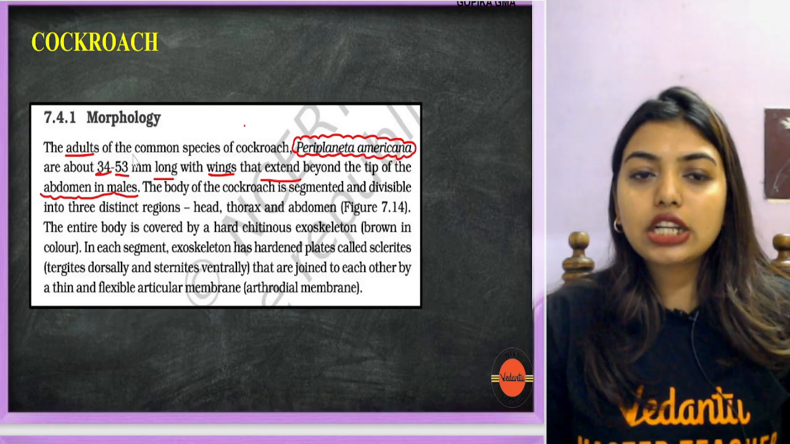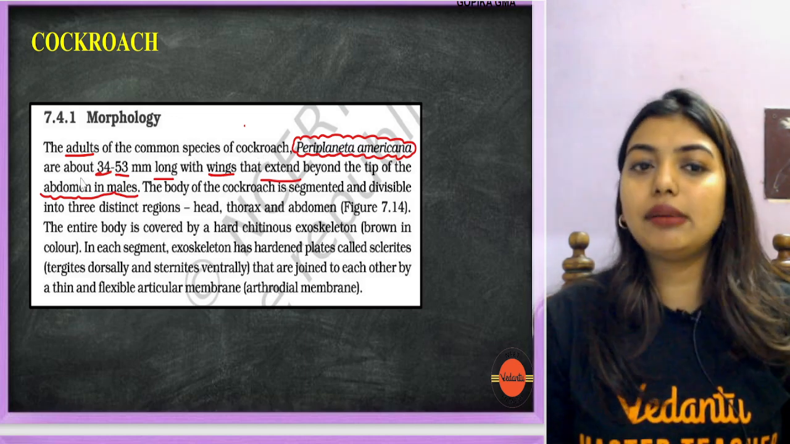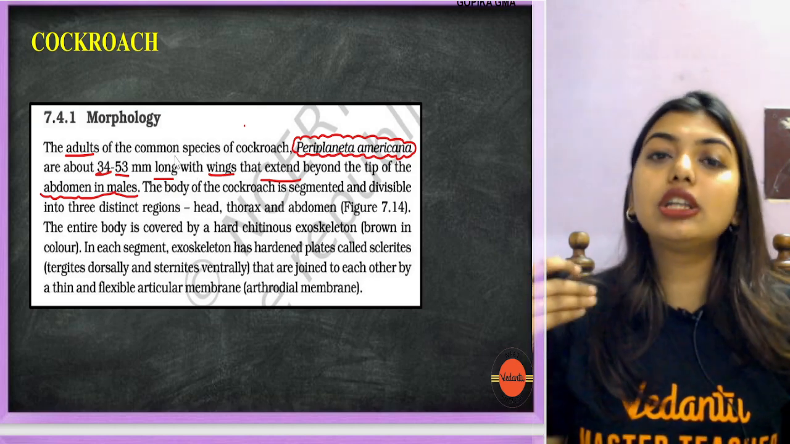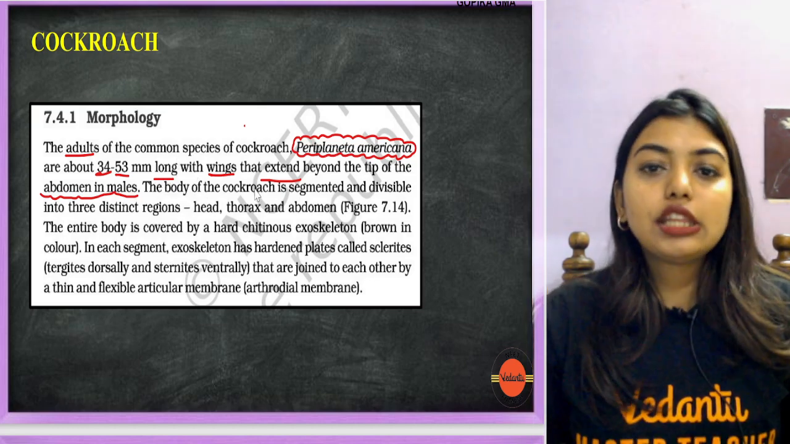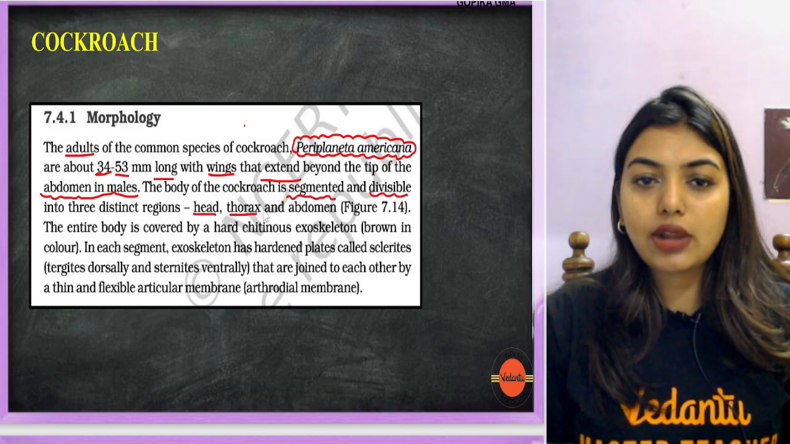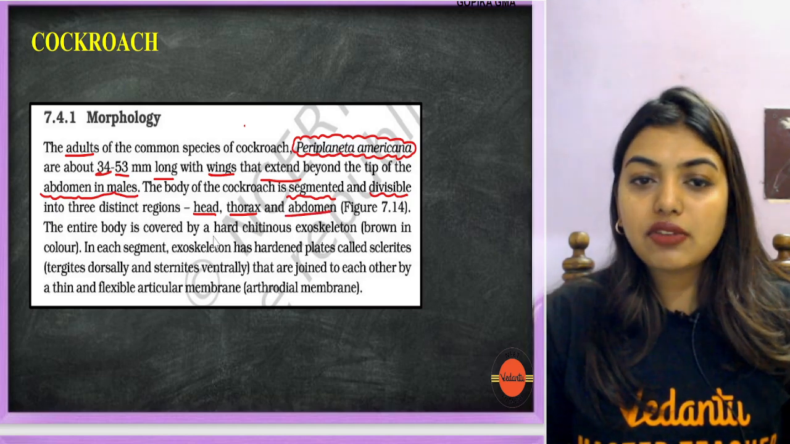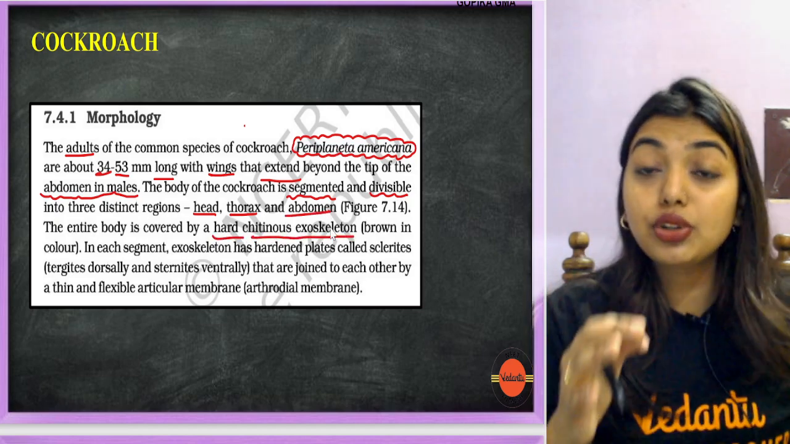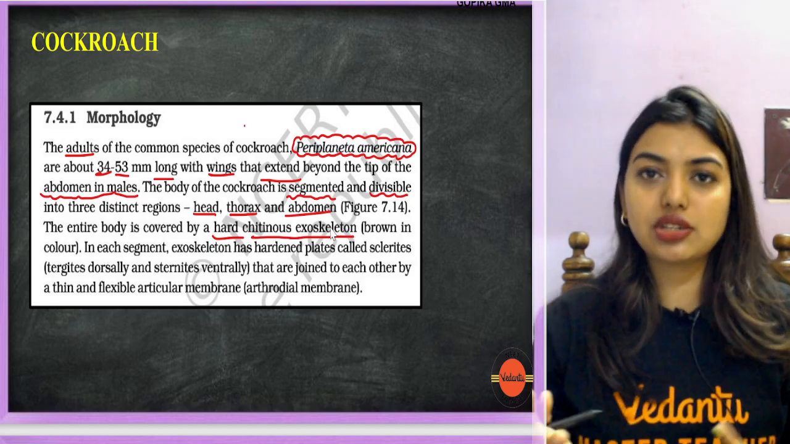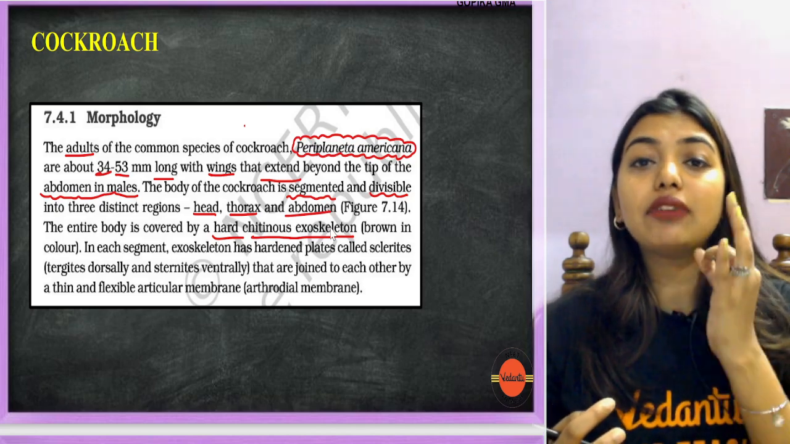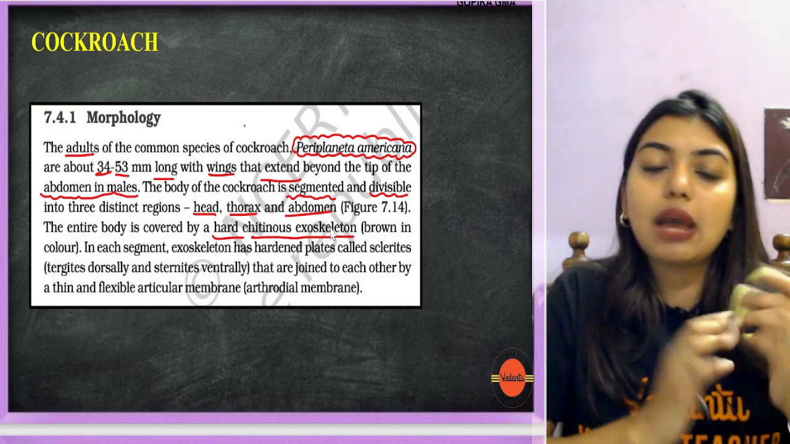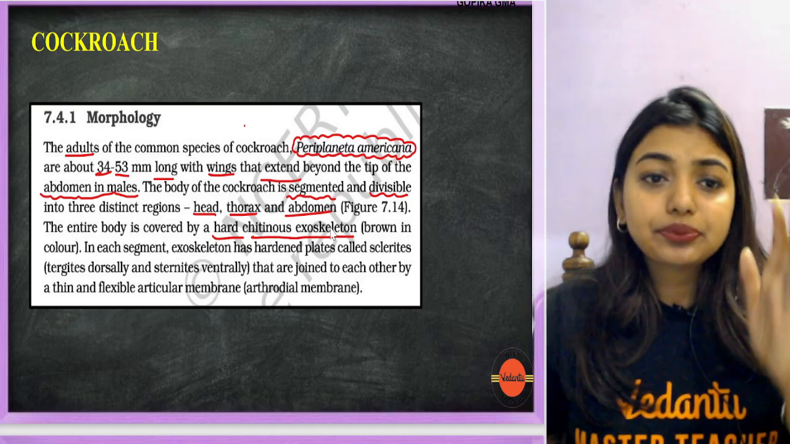So here, look here, the adults of the common species of cockroach called Periplaneta americana are about 34 to 53 mm long with wings that extend beyond the tip of the abdomen in males. The body of the cockroach is segmented and divisible into three regions. What are they? Head, thorax and abdomen. Now the entire body is covered by a hard chitinous exoskeleton. So I told you, this is one of the solid reasons why arthropoda as a whole phylum is the largest phylum. The main reason is because these animals have a hard chitinous exoskeleton. This exoskeleton makes sure that the body does not get damaged, or they are always protected. And they are brown in color.